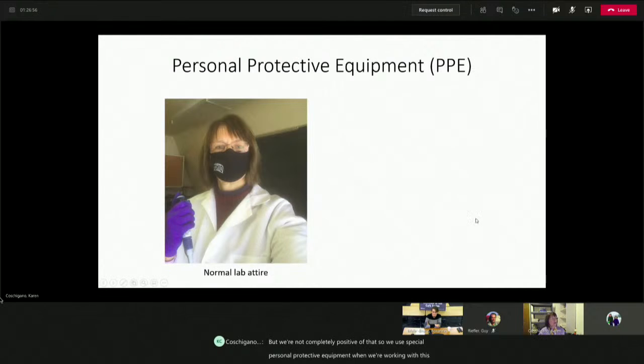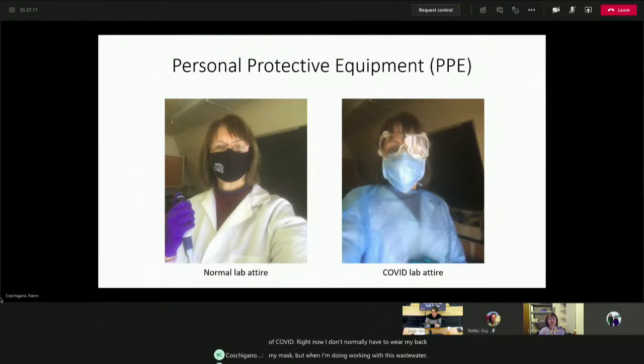But we're not completely positive of that, so we use special personal protective equipment when we're working with this virus. So for instance, in the lab, this is a picture of me, my normal lab attire. I've got a lab coat, I've got gloves, just a single pair of gloves. I have my mask. That's just because of COVID right now. I don't normally have to wear my mask. But when I'm working with this wastewater, I have to put on more stuff. I have goggles to protect my eyes. You can't see it, but I actually have an N95 mask underneath the blue surgical mask. And then I have an isolation gown, so garb that would normally be worn like in an operating room or such.